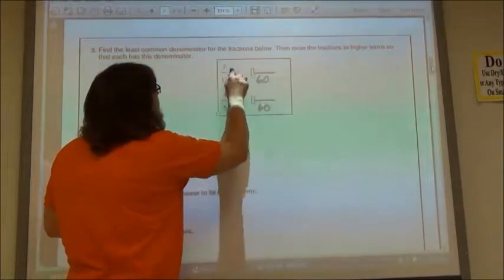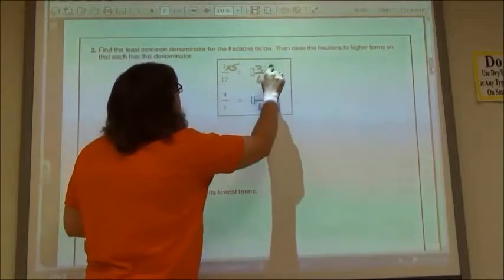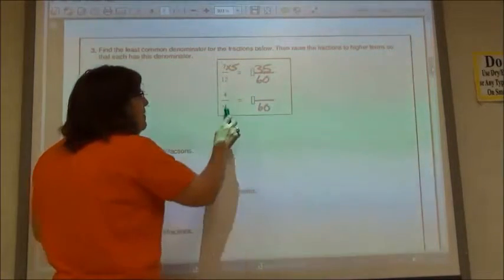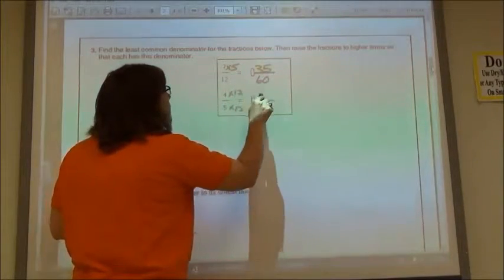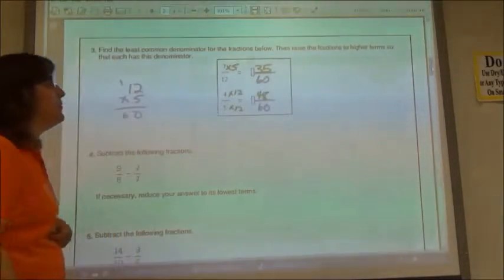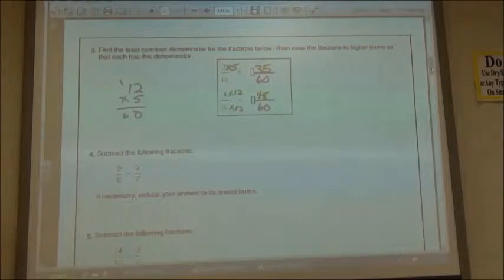12 goes into 60 5 times. 5 times 7 is 35. 5 goes into 60 12 times, so 12 times 4, 48. So again, first starting out doing that, and then once you do a few of those, it's going to have you really start adding them.